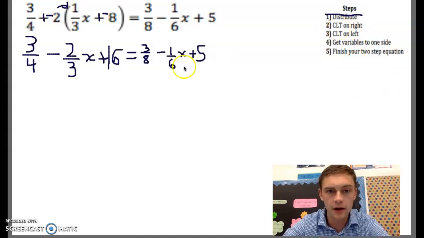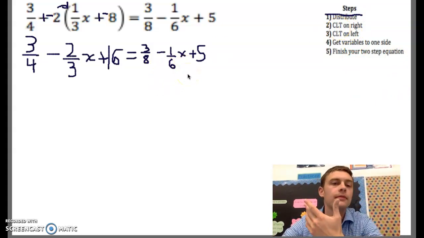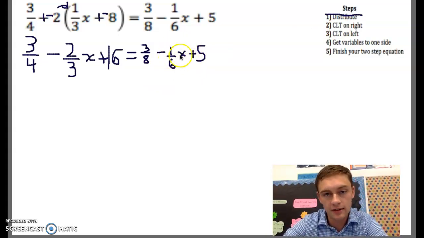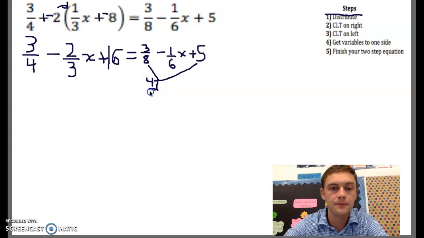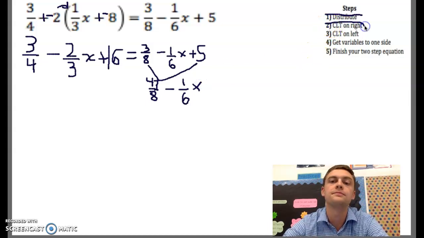Combine like terms on the right. Oh, shoot. We have fractions. Doesn't matter. This is an x. We can't combine it with these numbers, but we can combine the numbers. 3/8 plus 5. In your calculator, it should say 43 over 8 minus 1 over 6 x. And we have done the right side.